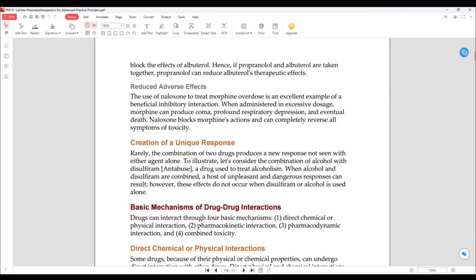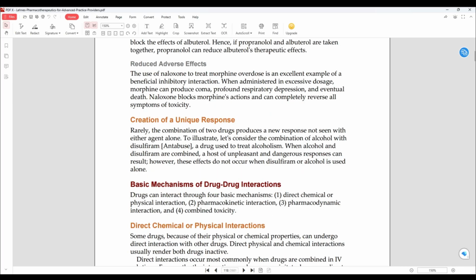Reduced adverse effects. The use of naloxone to treat morphine overdose is an example of a beneficial inhibitory interaction. Quite the excellent example. When administered in excessive dosage, morphine can produce coma, profound respiratory depression, and eventual death. Naloxone, or Narcan, blocks morphine's actions and can completely reverse all symptoms of toxicity.